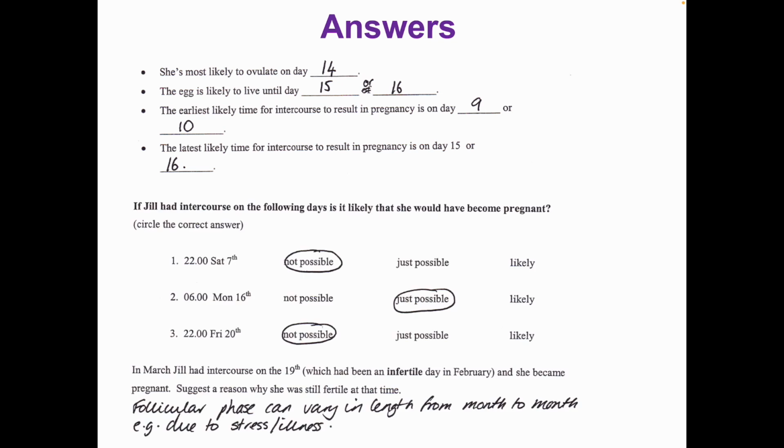Okay. Saturday the 7th, it would not be possible for her to get pregnant. On Monday the 16th, it is just about possible, depending on whether the egg is still viable or not. And then on Friday the 20th, it is not possible. If she had intercourse on the 19th of March, which had been infertile in February, and she became pregnant, suggest a reason for this. Reason for this is that the follicular phase can vary in length from month to month. This can be due to stress or illness or being on certain kinds of medication. That means the follicular phase could be longer or sometimes shorter than it would normally be.